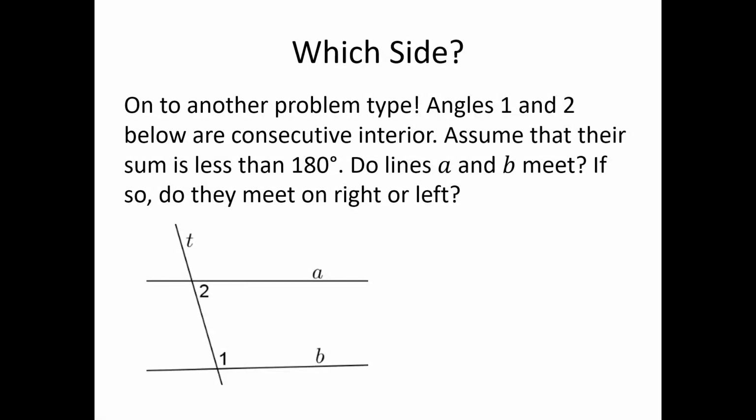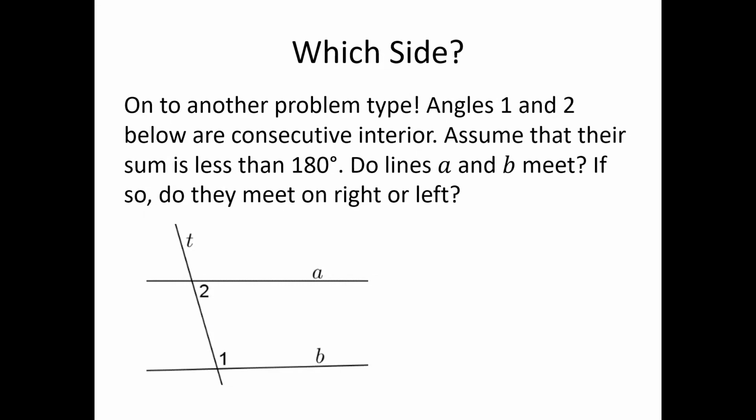Now, my second question is this. Given that A and B meet, they meet, of course, either on the left side or on the right side of T. They cannot meet on both sides because lines cannot meet at 2 points. They meet at 1 point if they meet. So the question is, is it on the left or is it on the right?